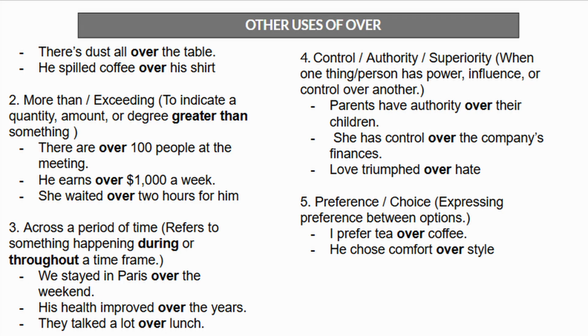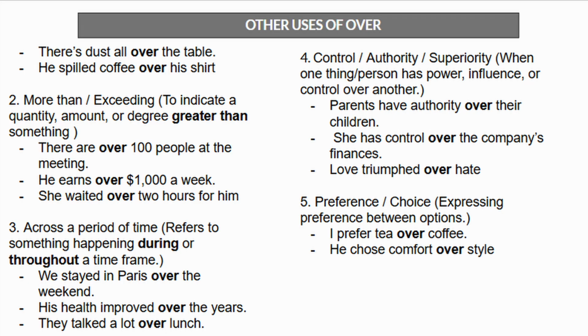The last example on this: she waited over 2 hours for him. It means the person did not wait only for 2 hours, but the person waited for more than 2 hours, maybe two and a half, 3 hours, 4 hours, 5 hours, and so on. But the person waited over 2 hours for him.